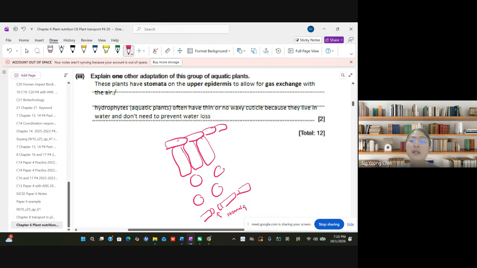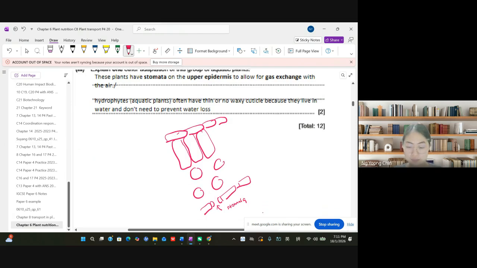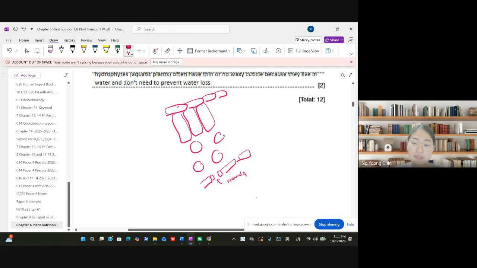So in terrestrial plants, which live on the land, the stomata are located at the lower epidermis, not really at the upper epidermis. So why do they need to be located at the lower epidermis? What is the reason? It's because when the stomata are located on the lower epidermis, they can help to reduce water loss. They can help to prevent water loss.